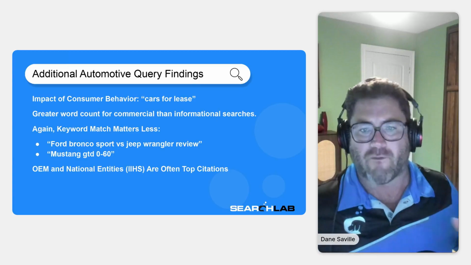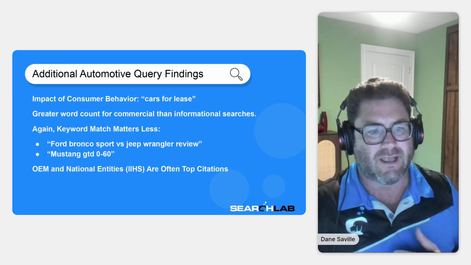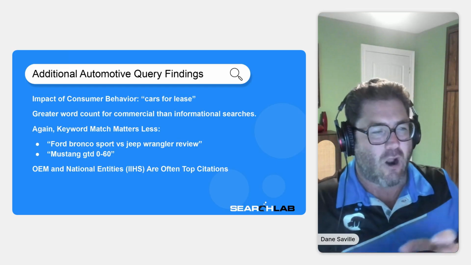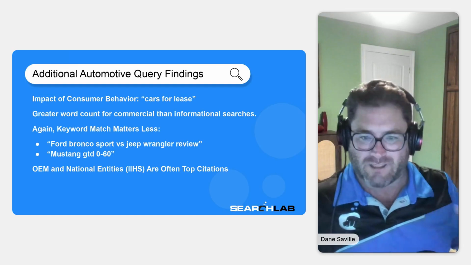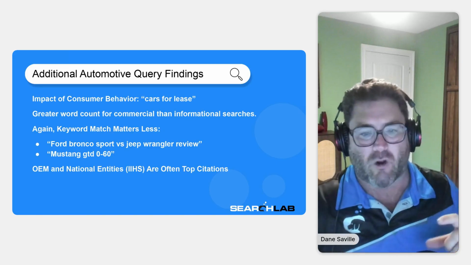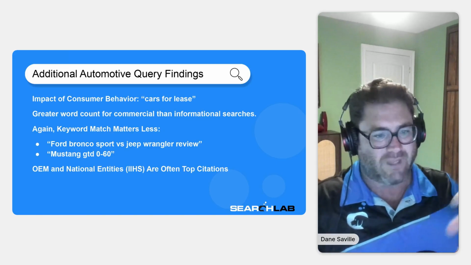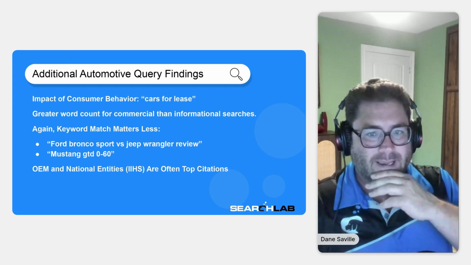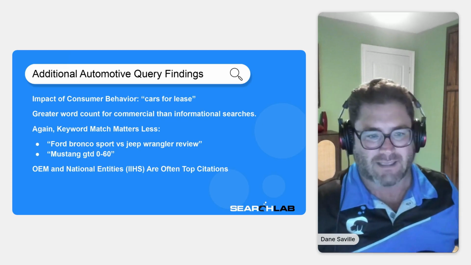There's a greater word count for commercial than informational searches. That's because often commercial terms were more precisely written and then often required more substance. Whereas, like I said before, informational searches had a greater variance of word count, again, ranging from 104 words to over 1,000 words. And keyword match matters less.